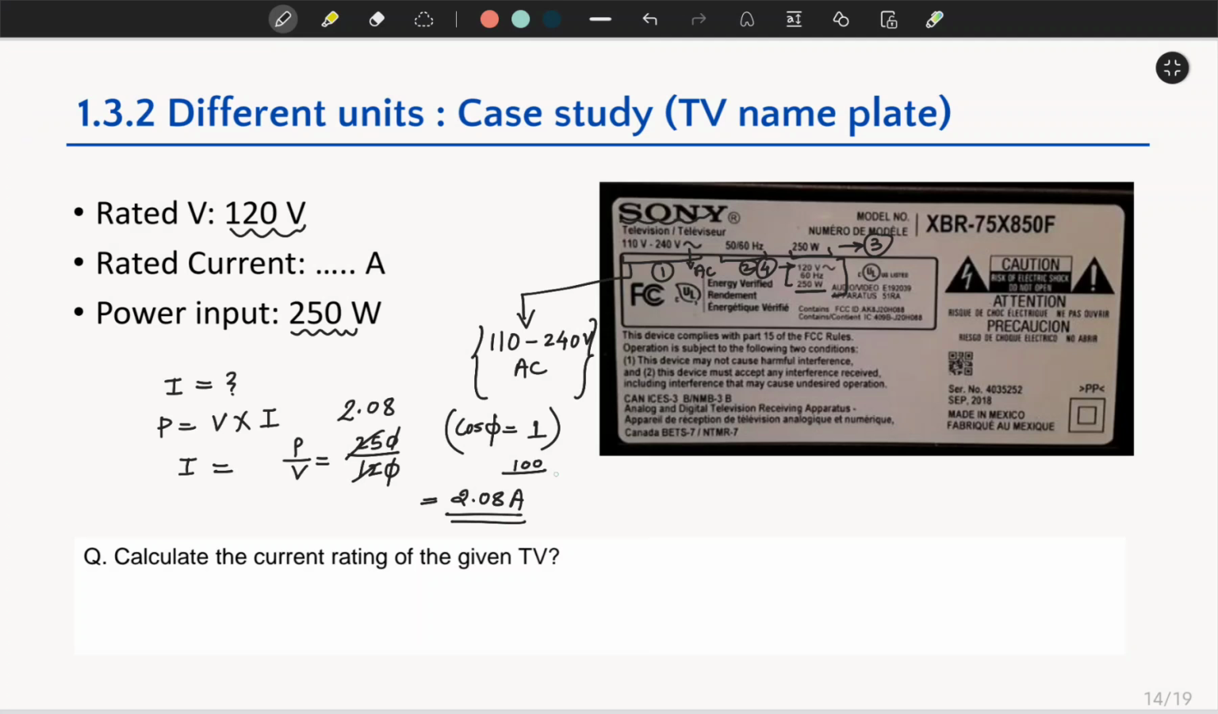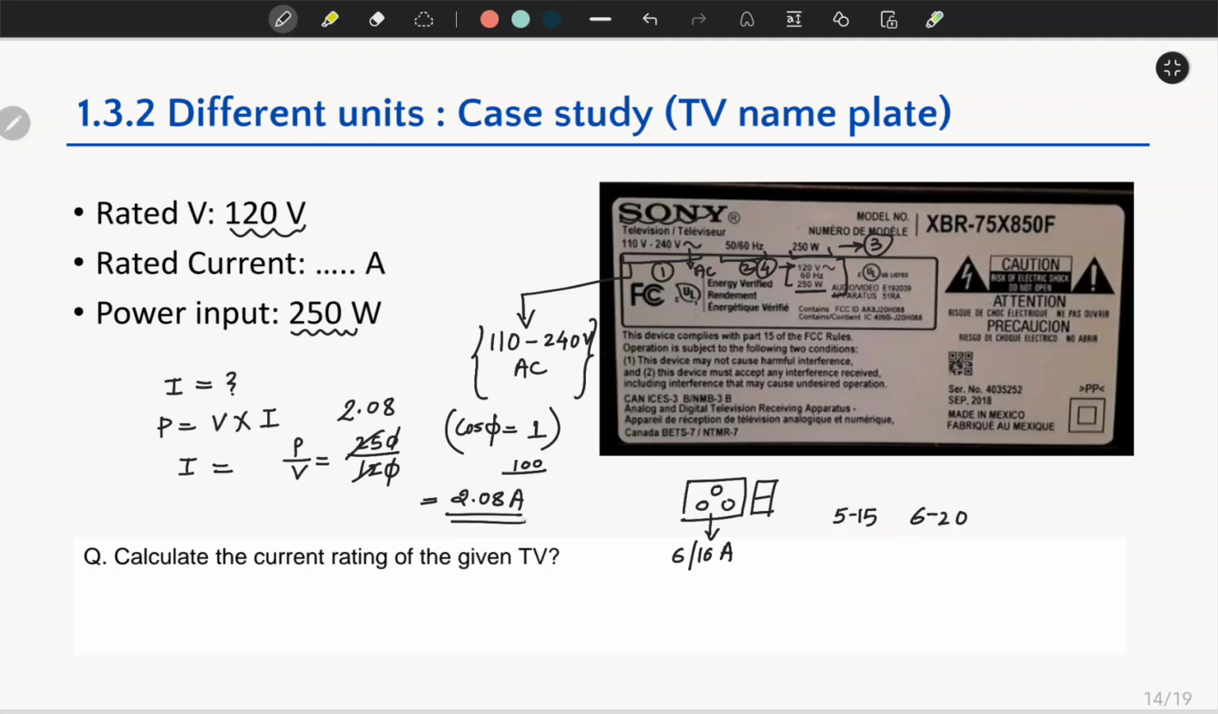So why is this current useful and how will it have an impact? Now this will be helpful while we are selecting the socket size. You have seen this type of socket or switch. These sockets in the IEC standard come in either 6 or 16 ampere, or in our NEC standard they come in 5, 15 or 20.